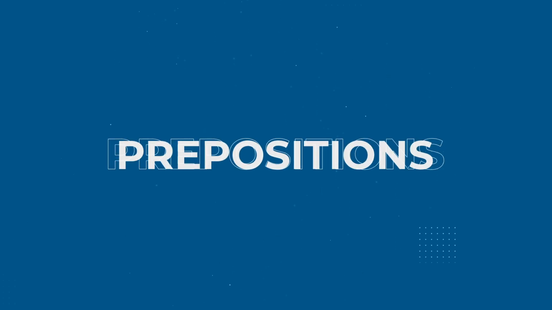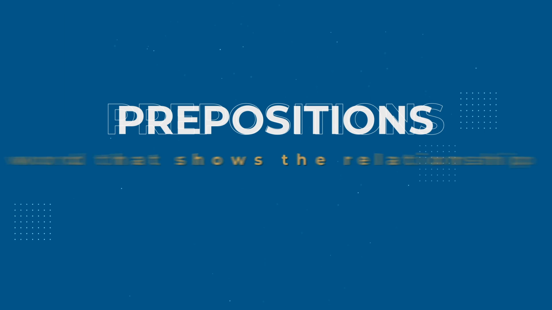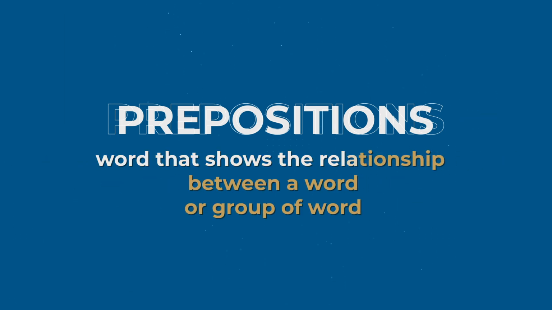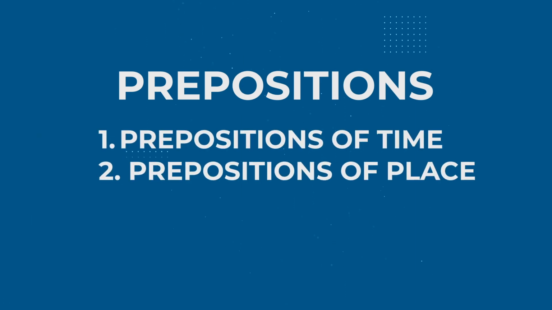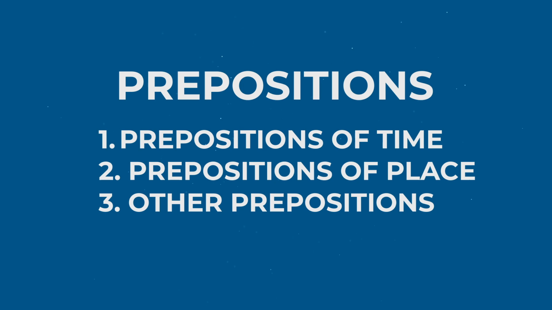Coming to the next topic, or the next part of speech, which is prepositions. Now what are they? A preposition is a word, or I can say a group of words, that shows you the position, the direction or the location, and it is always placed before a noun, a pronoun or a noun phrase. Prepositions can be divided into three groups: prepositions of time, prepositions of place and other prepositions.